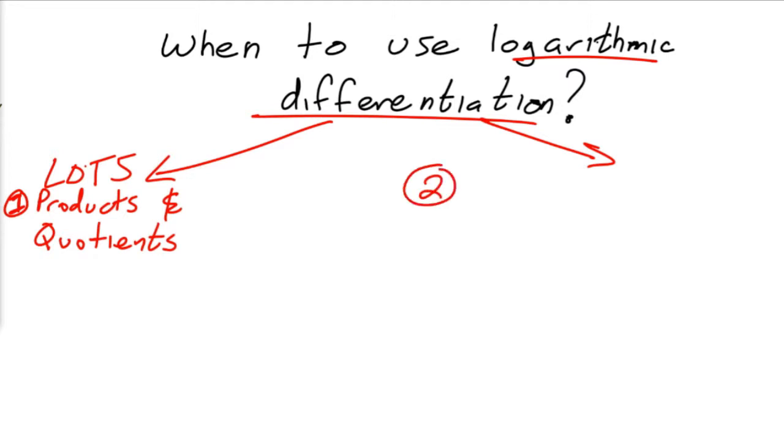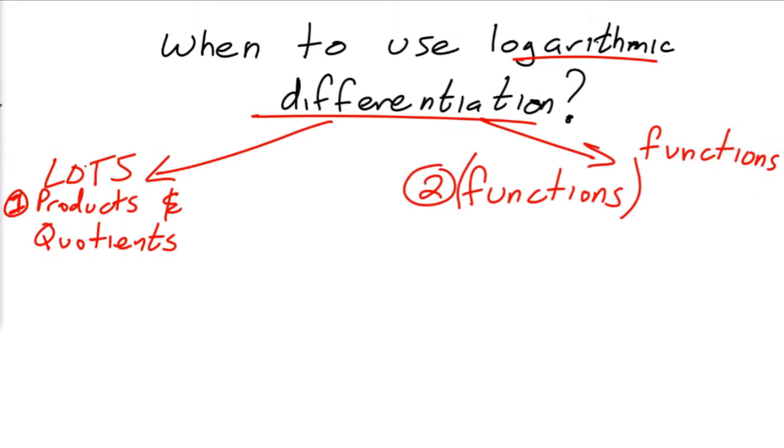The other case is when you have functions that have function exponents. So you have a function raised to another function. Now we don't have any rules for stuff like that. So let me give you an example of each one.